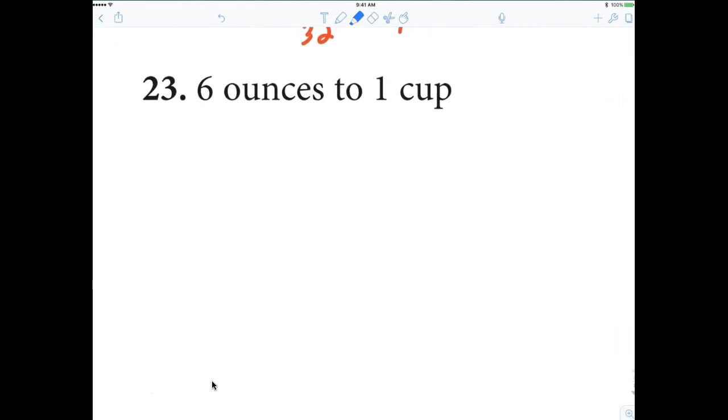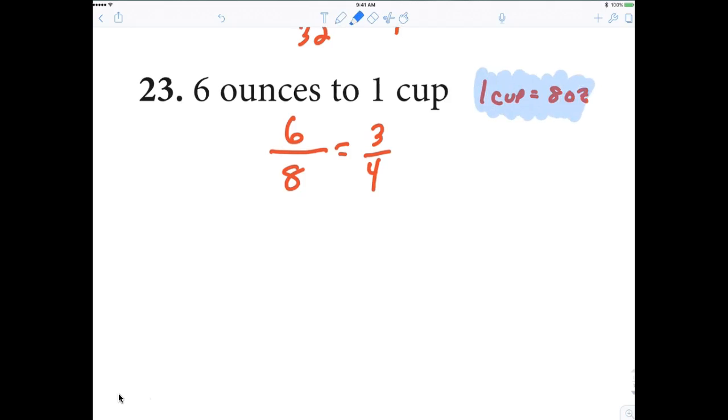Now, for 23, the next thing we want to look at is, this is the one that's a little unusual, so I wouldn't expect you to know it, but we would know that 1 cup has 8 ounces in it, okay? 1 cup has 8 ounces. So in this case, it would just be 6 to 8, which reduces to 3 to 4, all right? Again, this is the one that's a little bit different, so I want you to try to put that to your memory. 1 cup is to 8 ounces.